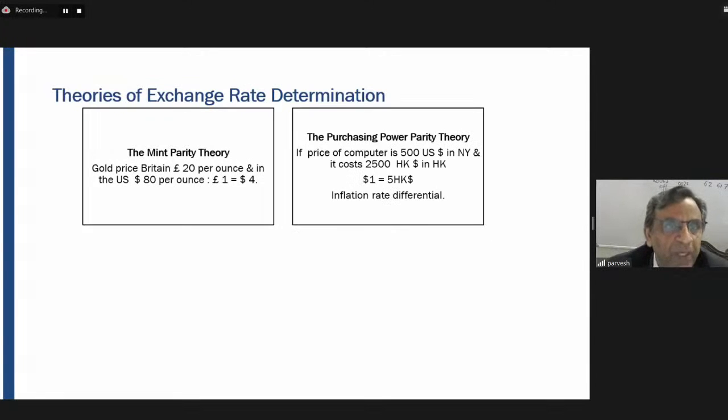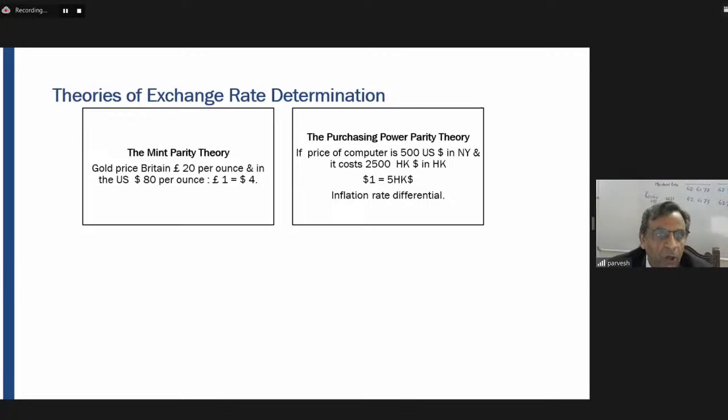Now the second theory is the purchasing power parity theory. If the price of a computer is $500 in New York, and exactly the same computer is available at 2,500 Hong Kong dollars in Hong Kong, then we say that $1 is equal to 5 Hong Kong dollars. This is called the purchasing power parity theory, which is based on the inflation differentials between the two countries.